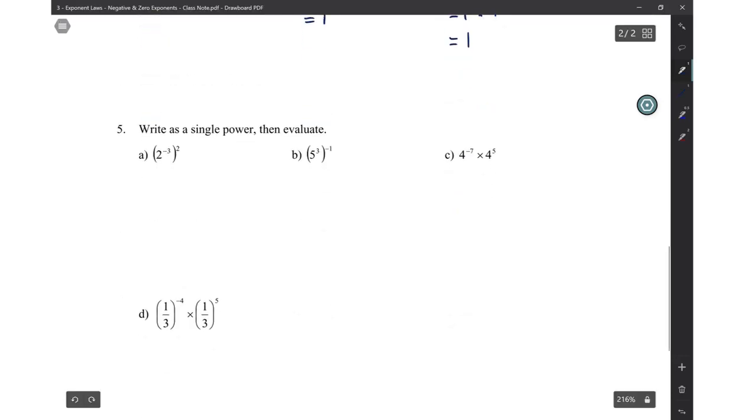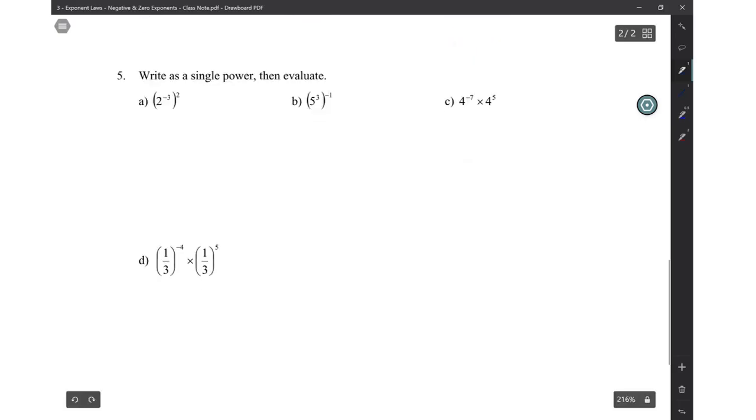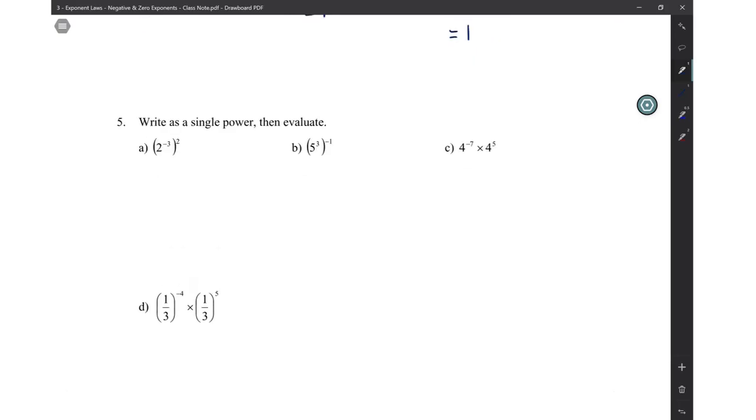I'll let you solve 5 on your own. That one's a little more advanced, but we'll see if you can get through it because you're just using the same lessons that we've gone over in the past.